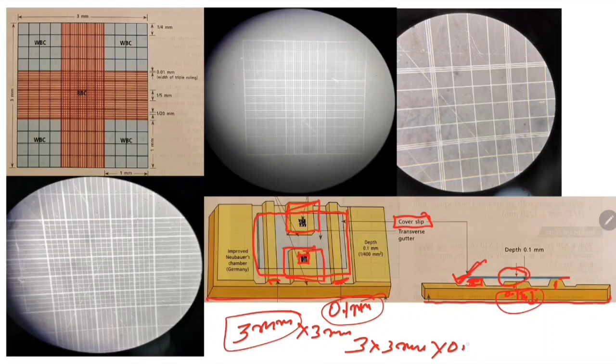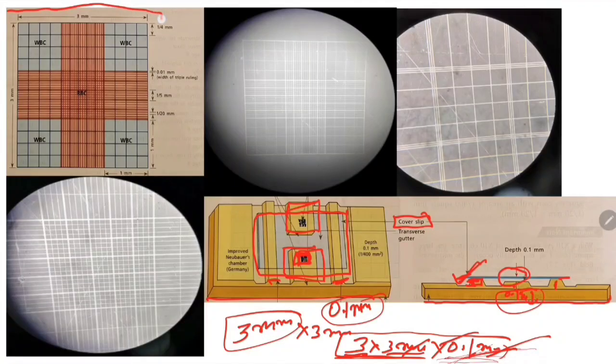Into 0.1 millimeter. Actually, if you want to consider the whole area volume: length 3 millimeter, breadth 3 millimeter, and height 0.1 millimeter, because there is a gap of 0.1 millimeter. Here we see this 3 millimeter. I am talking about this 3 millimeter here under the microscope. Just see this area. This is actually 3 millimeter.